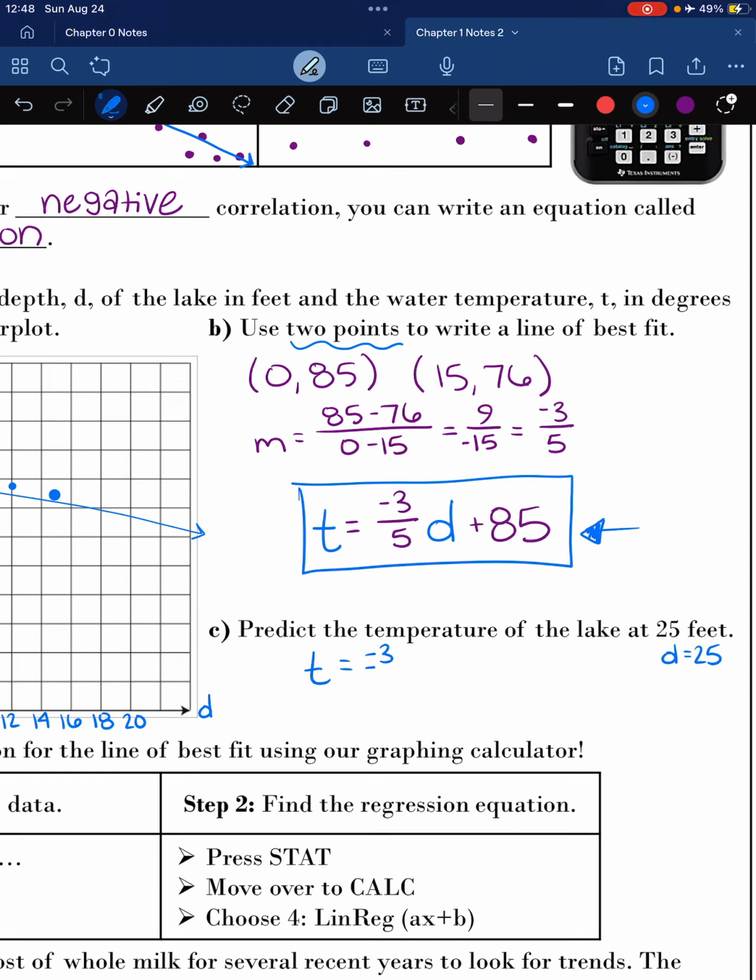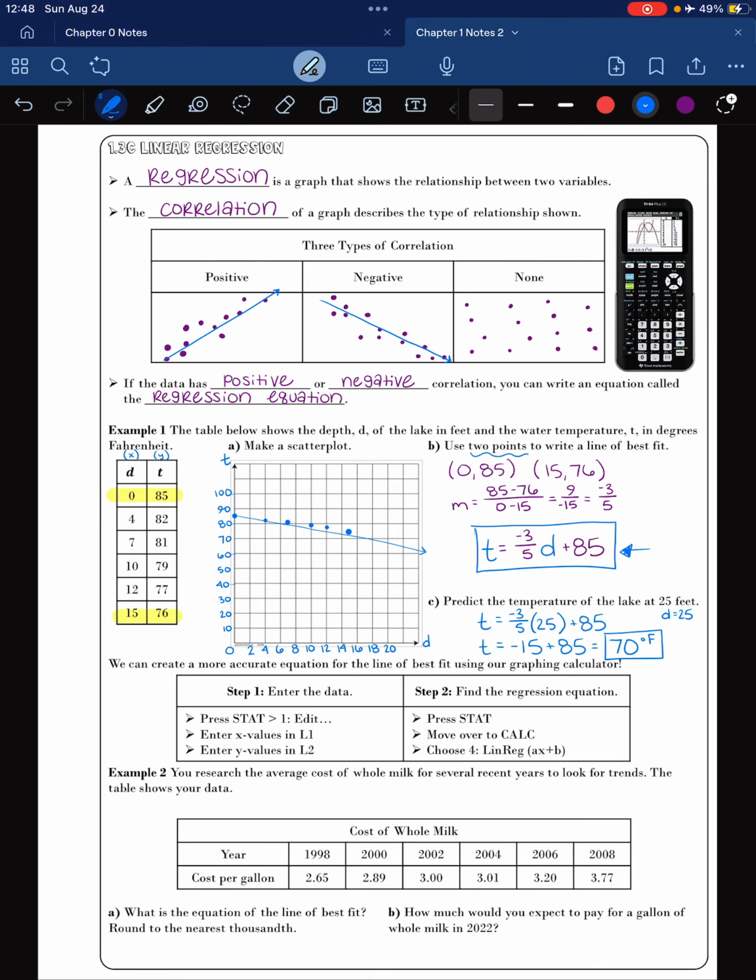And I can go ahead and predict the temperature by plugging in 25. That is going to be negative 15 plus 85, so 70 degrees Fahrenheit is my prediction if I were to take the temperature down at 25 degrees. I'm sorry, at 25 feet.